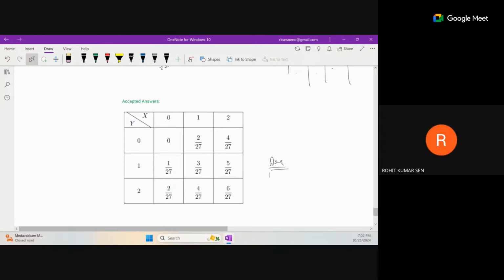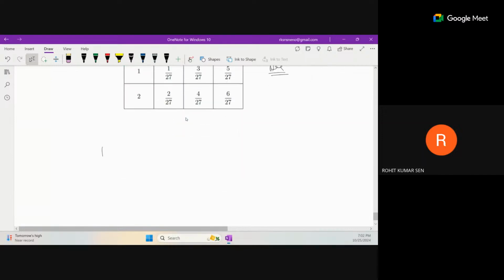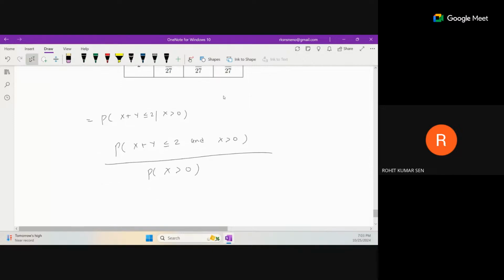Yeah, next question. The next question is a continuation of this question: probability of x plus y less than or equal to 2, given x greater than 0. How will you solve this? Again, you just need to apply the simple conditional probability formula: probability of x plus y and x greater than 0, divided by probability of x greater than 0. After this, everything is clear? Yeah, clear.